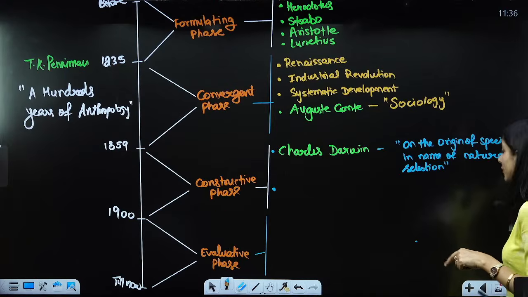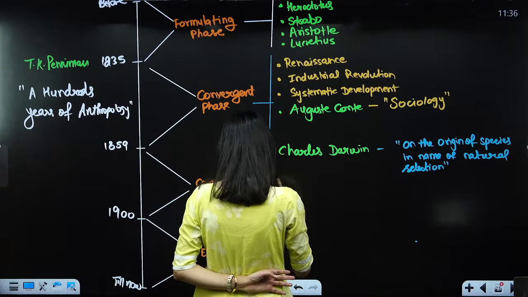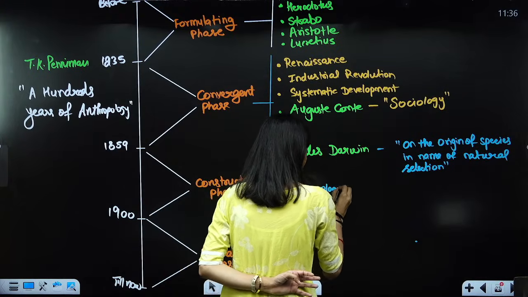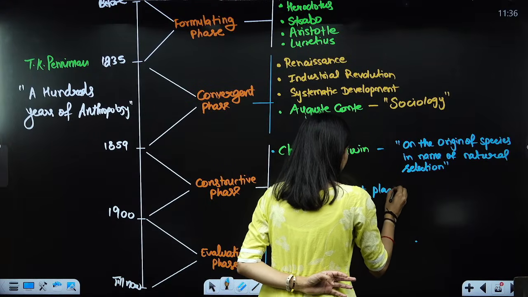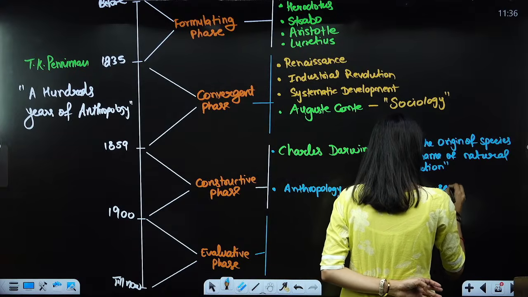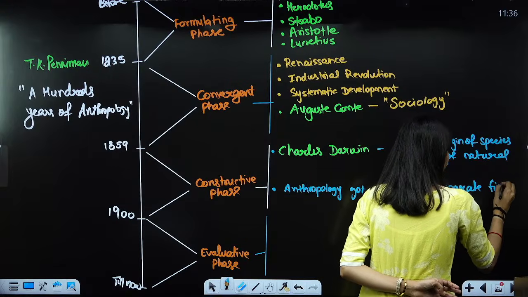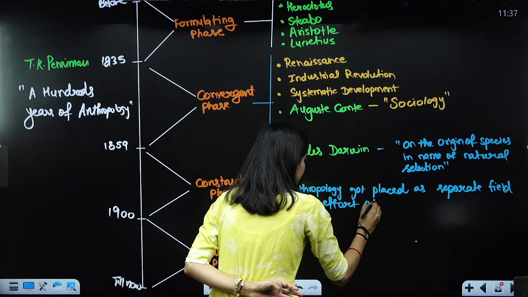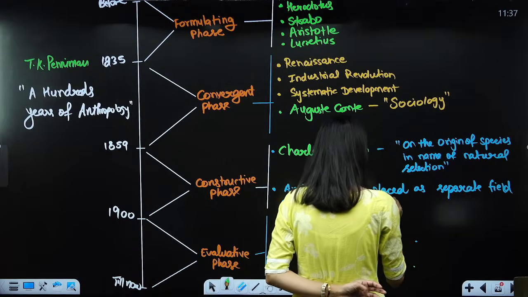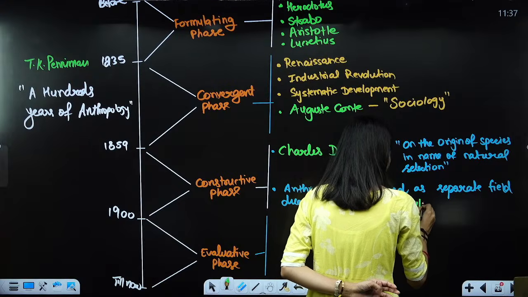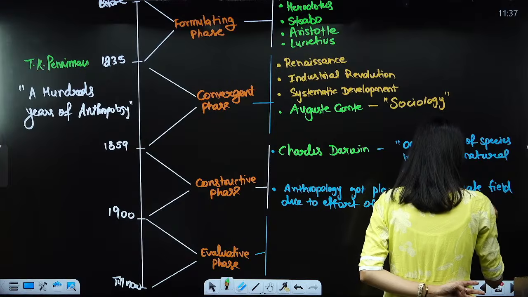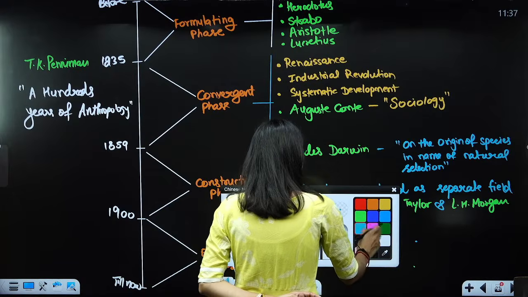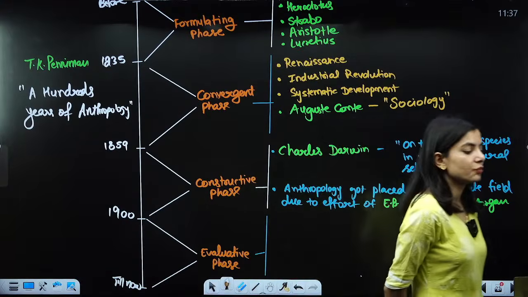But here in the constructive phase, try to understand that anthropology got placed as a separate field due to the effort of, and the names in green color, E.B. Taylor and L.H. Morgan. Okay, so this was all about the constructive phase.